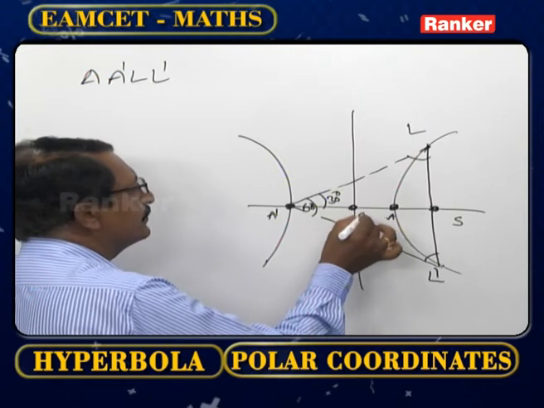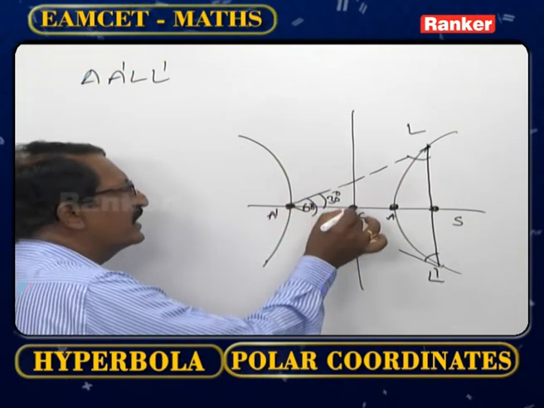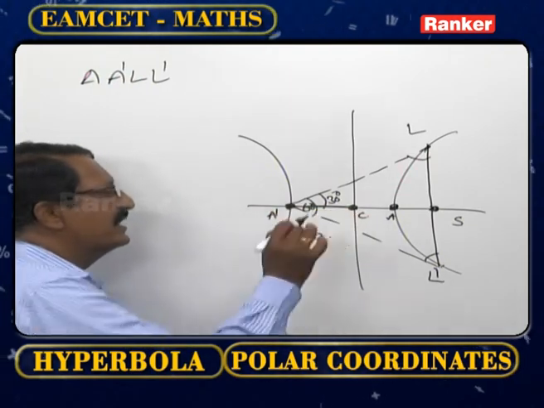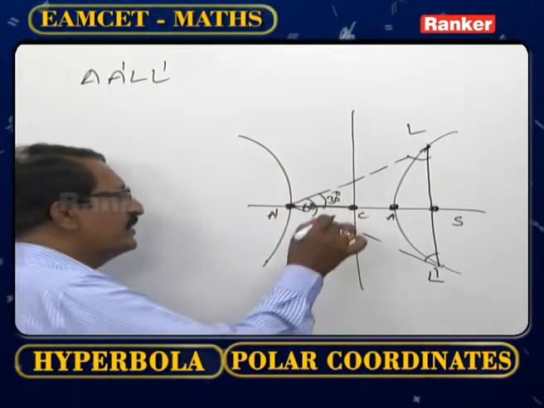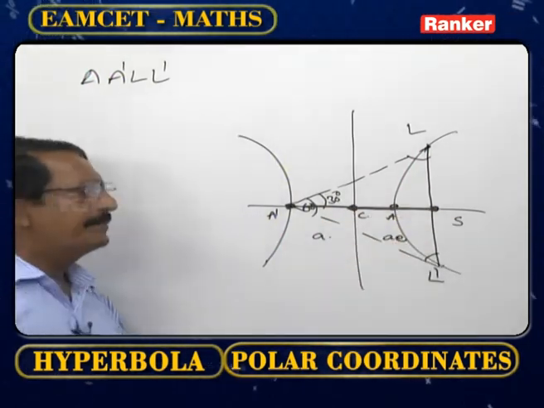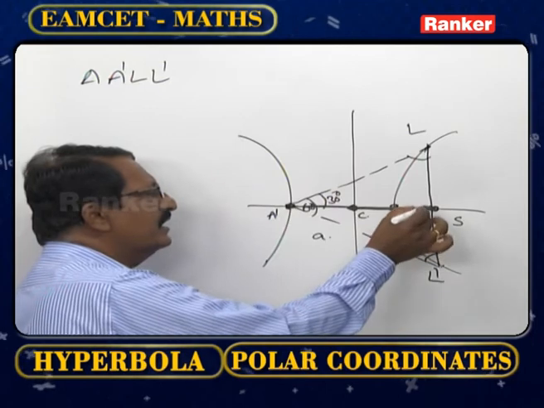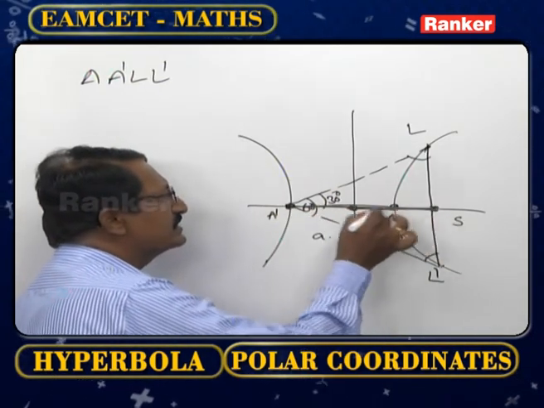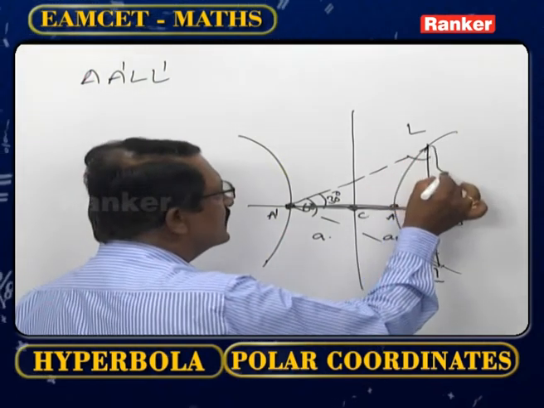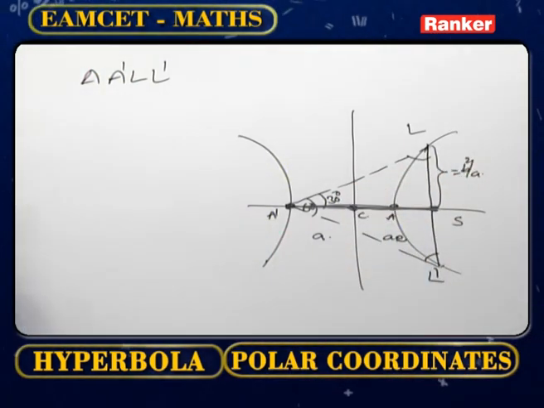Let C be the center of the hyperbola. Now always the distance between vertex and center equals a. Now A dash C equals a. Similarly, the distance between center and one focus equals ae. Therefore, the distance between A dash S equals a plus ae. Next, SL, the length of the semi-latus rectum, equals b square by a.